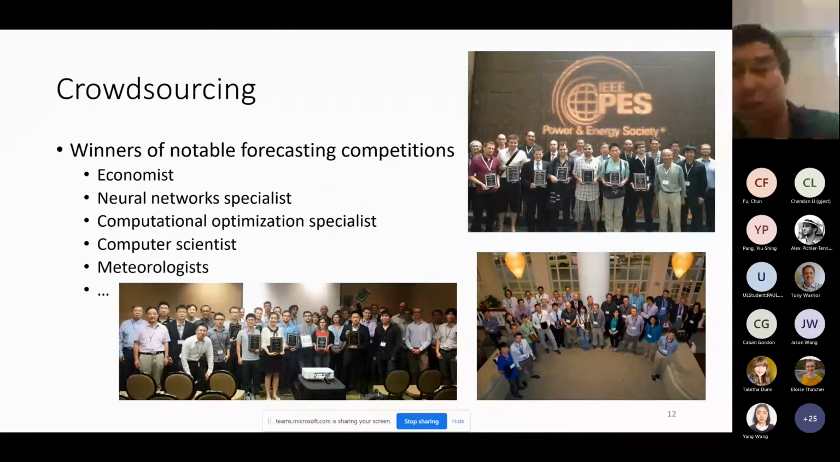And then I want to talk about crowdsourcing. From these forecasting competitions, it may be surprising to people that a lot of winners were not traditional power engineers. If you look at the academic literature, the majority of the papers, I would say more than 90% of those energy forecasting papers, were produced by power engineers. And that's understandable because that's a problem that originated from the power energy field.